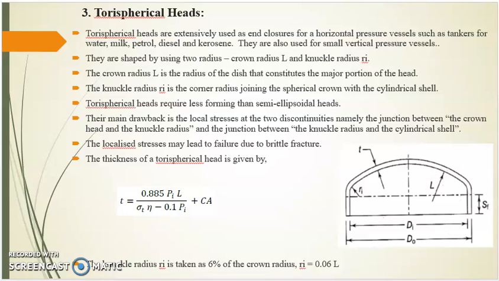The thickness of a toruspherical head is given by T = 0.885 Pi × L / (σT η − 0.1 Pi) + Ca. The knuckle radius Ri is taken as 6% of the crown radius, that is Ri = 0.06 × L. This is the toruspherical head.